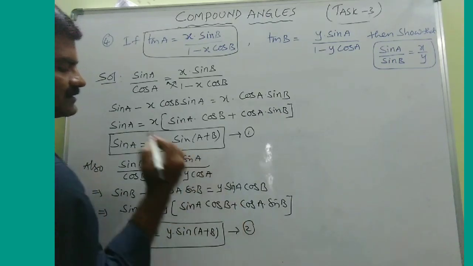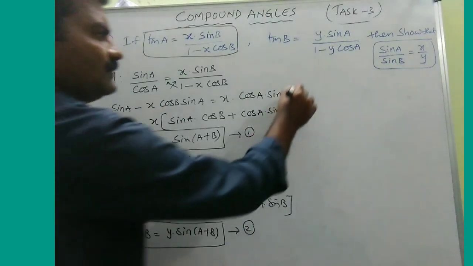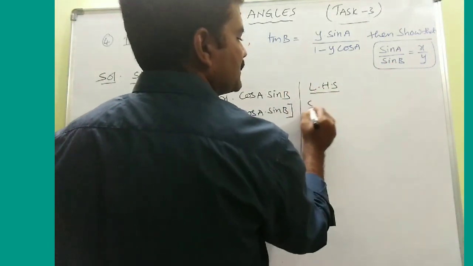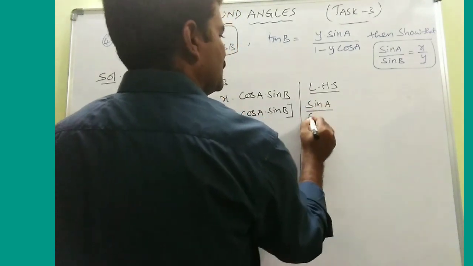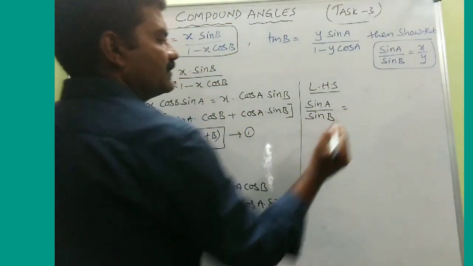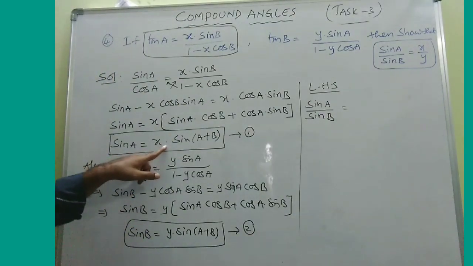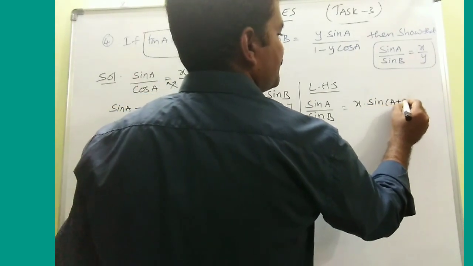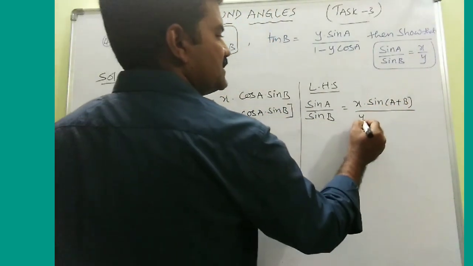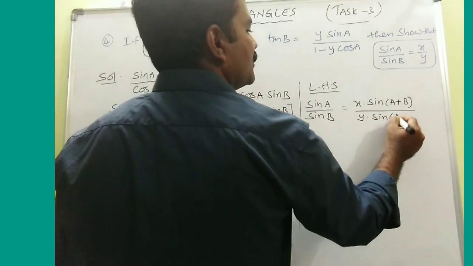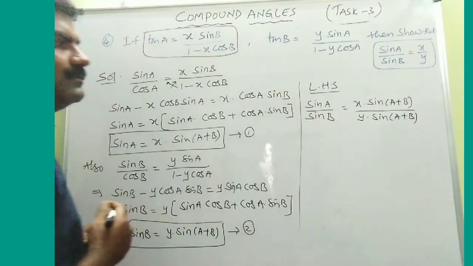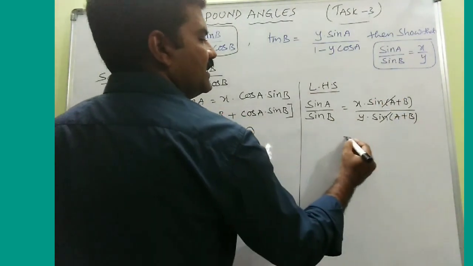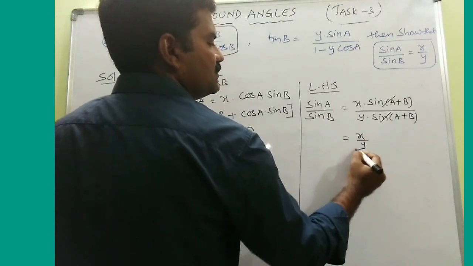So consider the second equation. Actually, what is the LHS here? LHS is nothing but sin A by sin B. But sin A is equal to x into sin of A plus B, and sin B is equal to y into sin of A plus B. So sin of A plus B, sin of A plus B getting cancelled, which is equal to x by y.